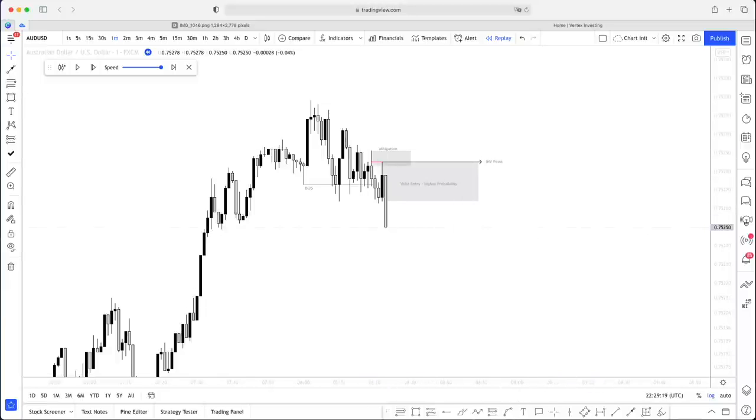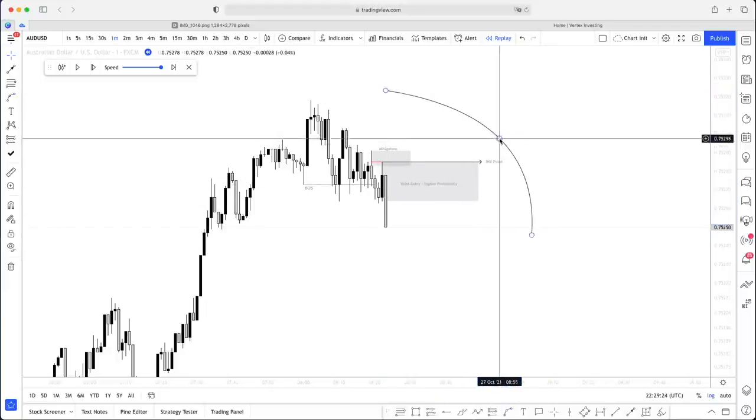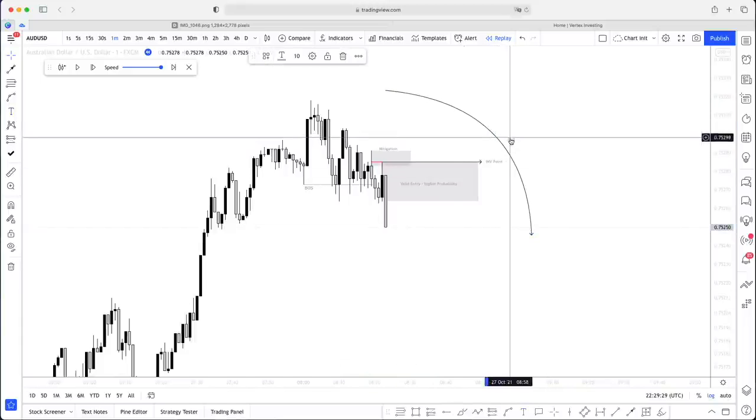And now what's happening is you are creating order flow. So this is generally what it means.